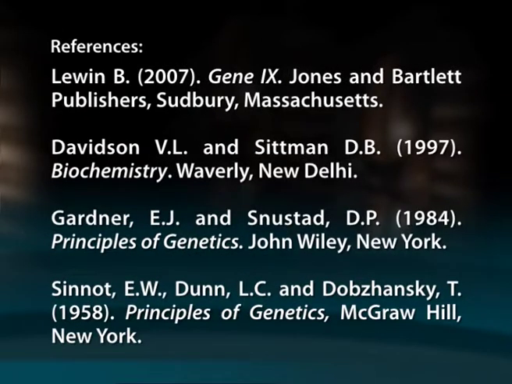A fourth book is with the title Gene 9, authored by Lewin, 2007, published by Jones and Bartlett Publishers, Sudbury, Massachusetts. Fifth book is with the title Biochemistry. The authors are Davidson and Sittman, 1997, published by Waverly, New Delhi. Sixth is a book with the title Principles of Genetics, authored by Gardner and Snustad in 1984, published by John Wiley, New York. Seventh book is with the title Principles of Genetics, authored by Sinnott, Dunn and Dobzhansky in the year 1958, published by McGraw-Hill, New York.